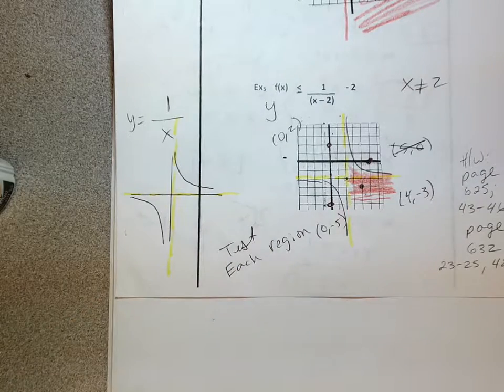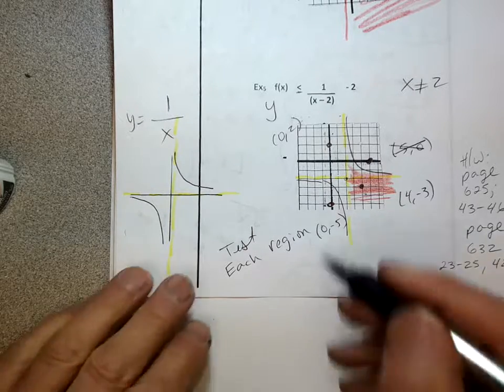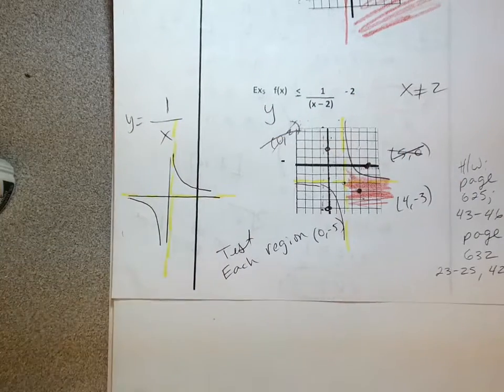Now let's try the next region. The next region is here. Let's try 0, 2. So I'll put 0 in for x and 2 for y. So 2 is less than or equal to negative 1/2 minus 2. Is 2 less than negative 2.5? No. So we don't want to shade this region, but I kind of thought we wouldn't, because less than made sense to me. So I'm not going to shade that region.